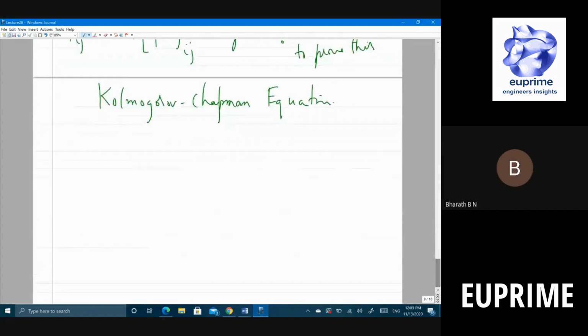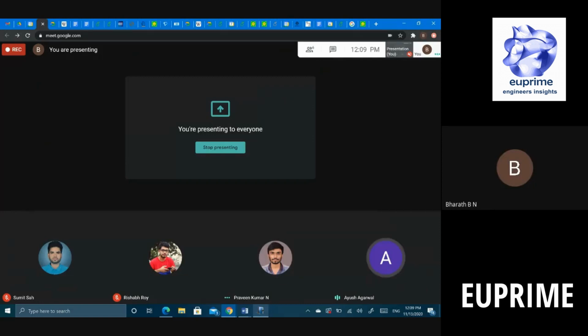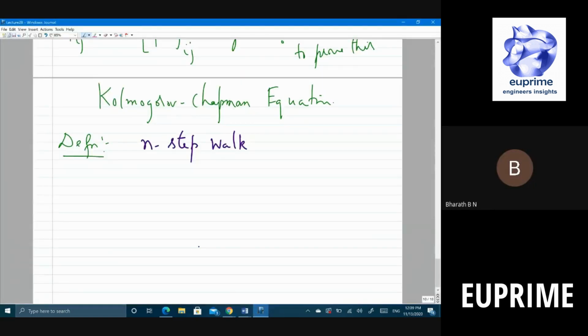Let's look at a few definitions with this encoding. So first thing is n-step walk. How many of you are familiar with graph theory, elementary graph theory? No, sir. Okay, fine. No problem. So I'm considering the Markov chain encoded as a directed graph. You can imagine the picture.